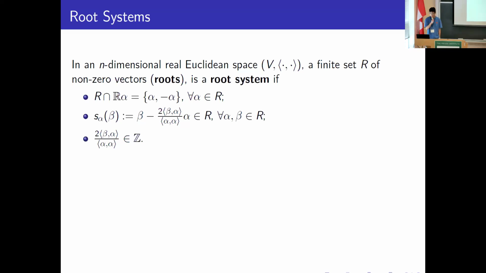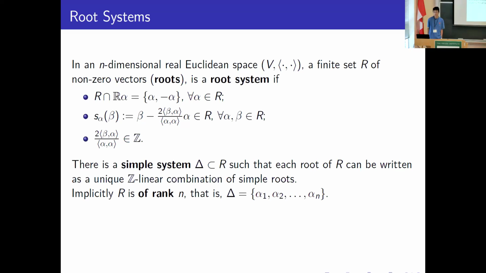And 2, for 2 roots alpha, beta, S alpha beta is actually, okay, S alpha is just the reflection by the hyperplane whose normal vector is alpha. So S alpha beta is just the reflection image of beta. And 3, the reflection coefficient has to be an integer.